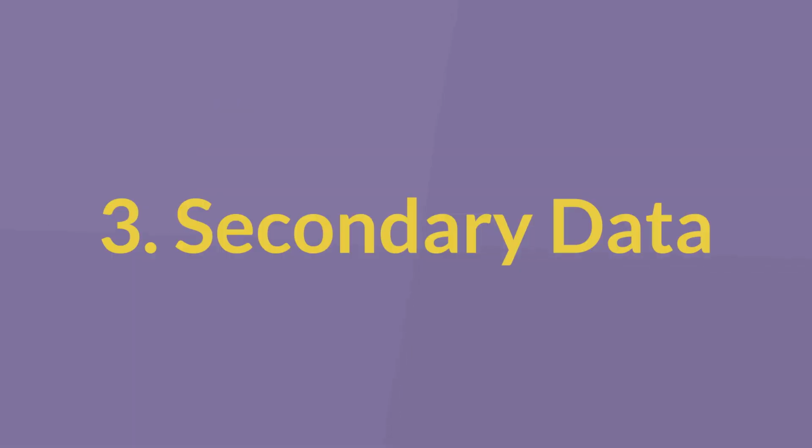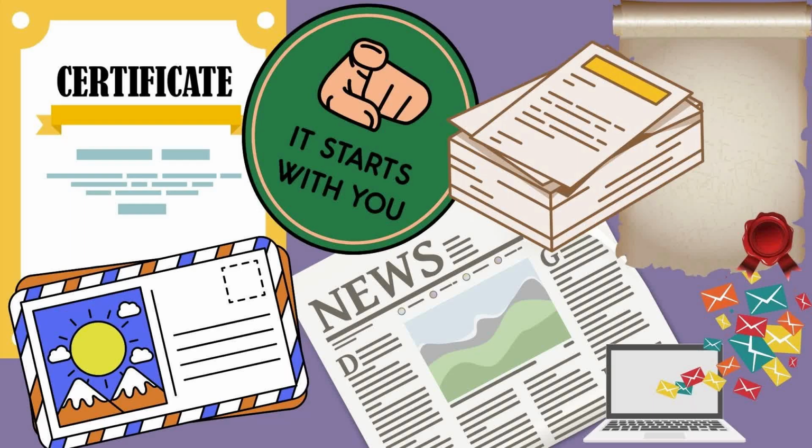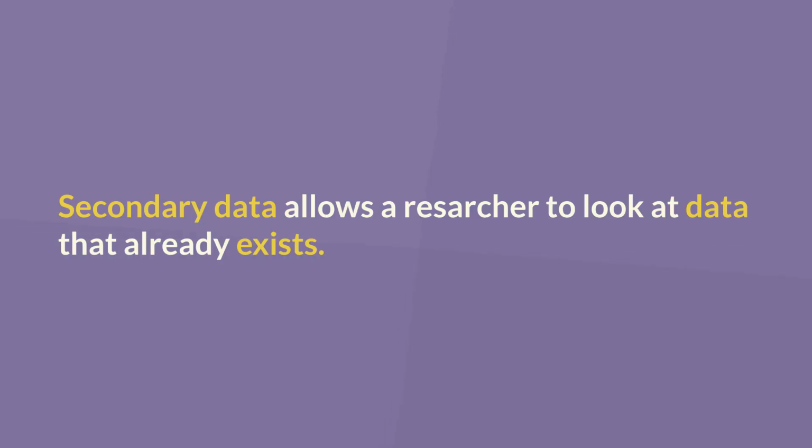Then we have secondary data. In secondary data, data may include public records, diaries, letters, emails, advertisements, campaigns, news stories. Researchers may even use physical artifacts that have survived for centuries from ancient cultures. Essentially, secondary data allows a researcher to look at data that already exist. It can be a great way to learn about the past.